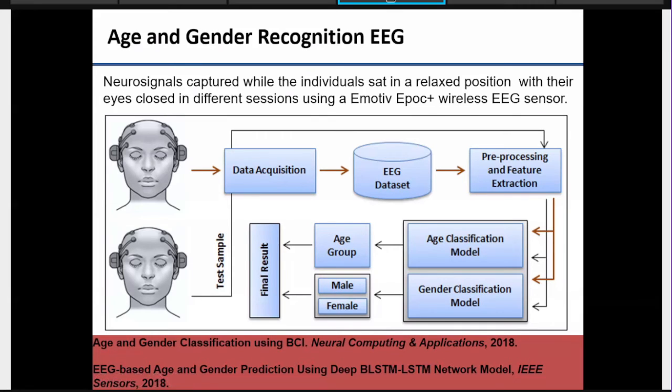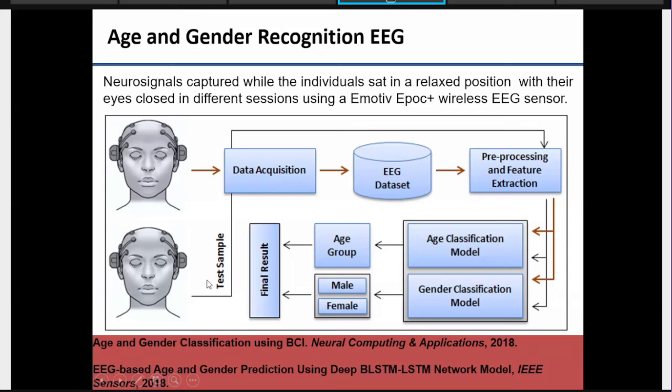Okay, we have the sensors with 14 electrodes, and this costs around 70,000 Indian currency, 1,000 US dollars. So what we do, we have this data, for example, for 50 or 60 users. We do some pre-processing and feature extraction and make models, like an age classification model or a gender classification model, using classifiers like support vector machine or random forest.